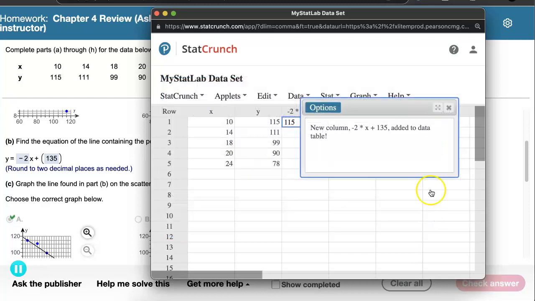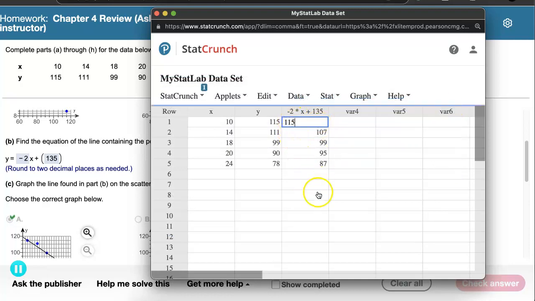We'll compute that. And it has added this value to this third column here. Okay, it has given it this name as well because I didn't give it a name, and I think that's okay for right now. We'll just leave it like that. Okay, so what I want to do now is in this fourth column, I'm going to build an expression that calculates the residuals.